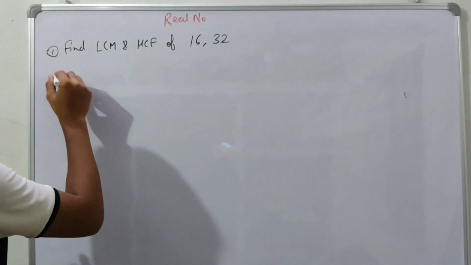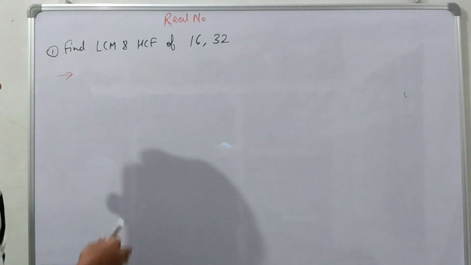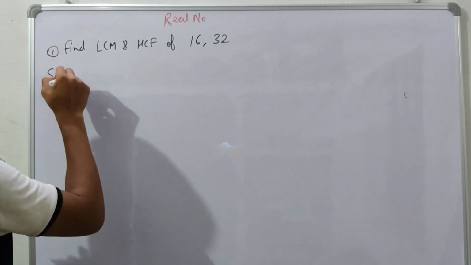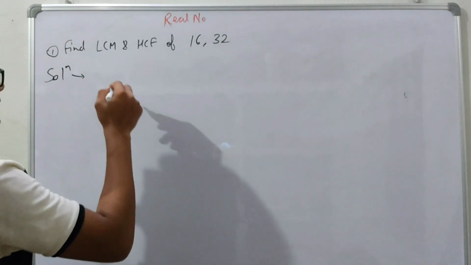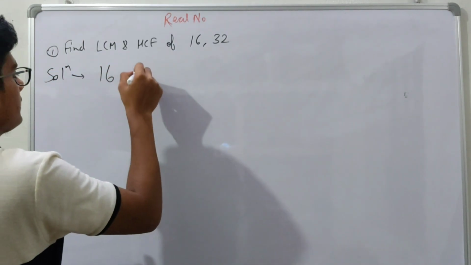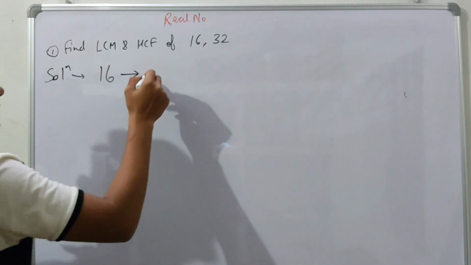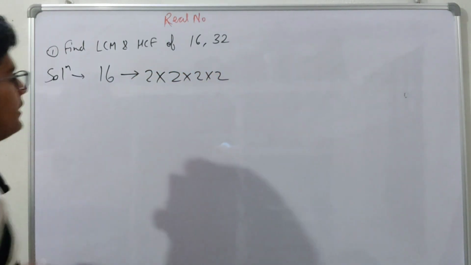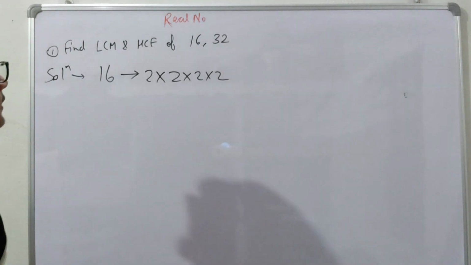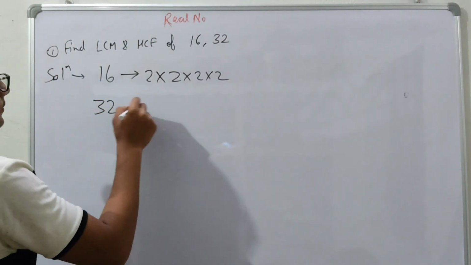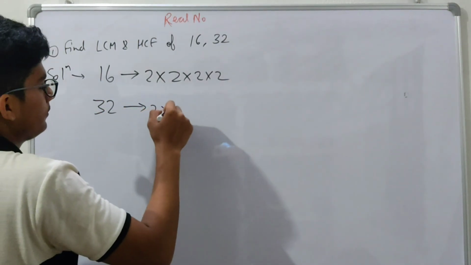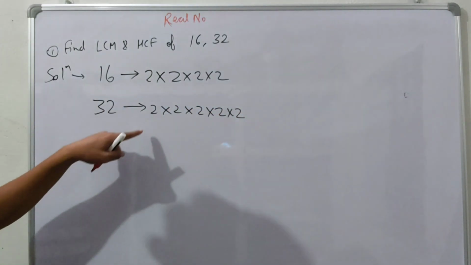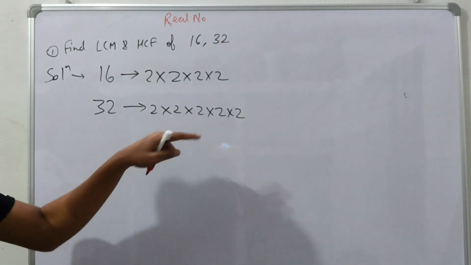First of all, we do the prime factorization of 16 and 32. The prime factorization of 16 will be 2 into 2 into 2 into 2. What will be the prime factorization of 32? It will be 2 into 2 into 2 into 2 into 2. Basically, this is 2 to the power 4, and this is 2 to the power 5.